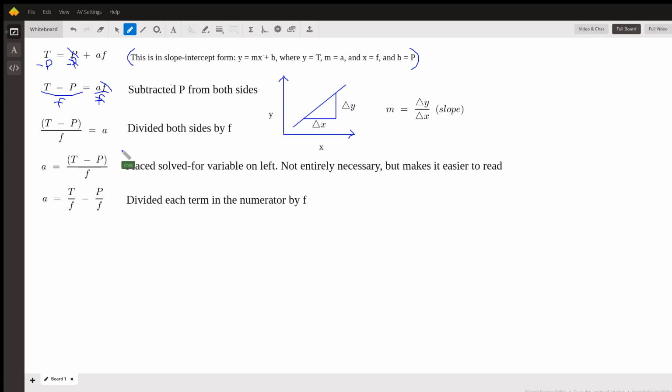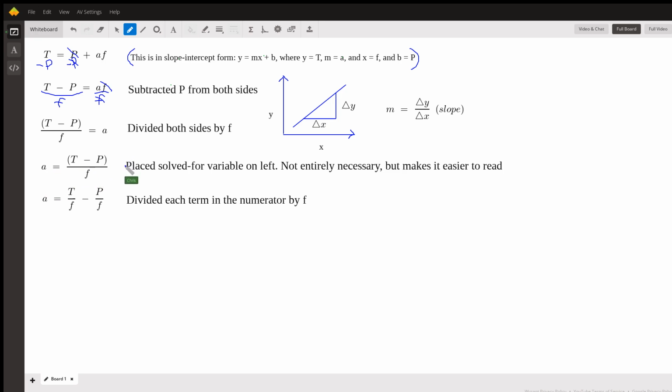Now, just to make it clearer to read, we reversed the order. We took what was on the left and put it on the right because we prefer this A, our variable that we just solved for, to be on the left side of the equation. It reads easier and it's easier to say. So we have finally A equals T minus P divided by F.